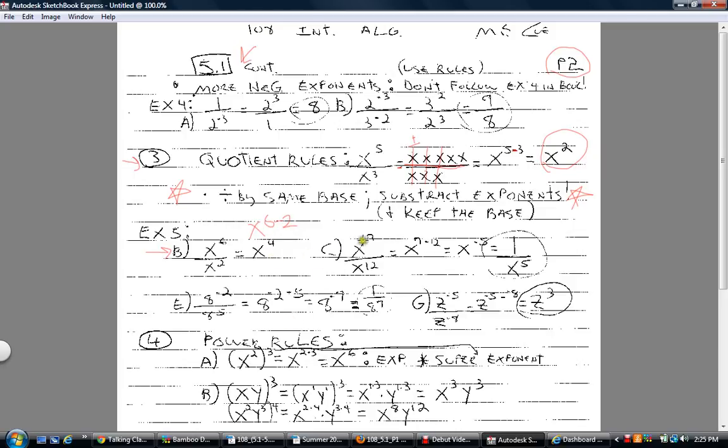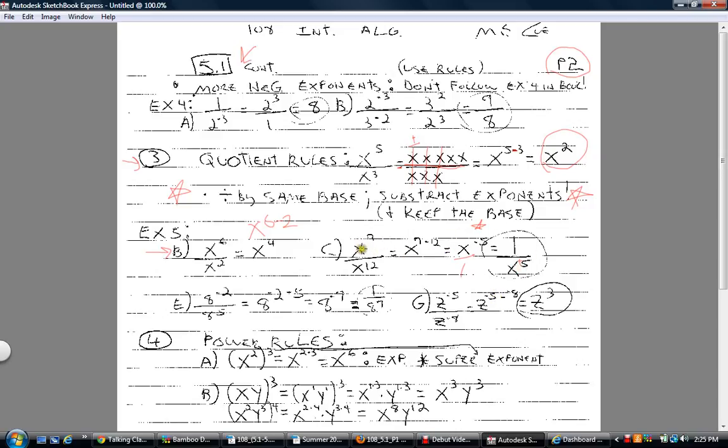Okay, so we're cruising. Let's look at C. Divide by same base, subtract the exponent. 7 minus 12, x to the negative 5th. Oh yeah, we don't care for negative exponents, so what do we do? Write the reciprocal and change it to a positive. Okay, nothing wrong with that approach.